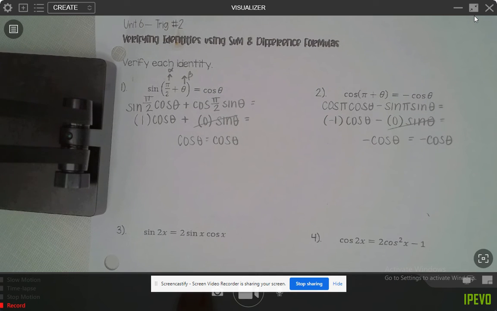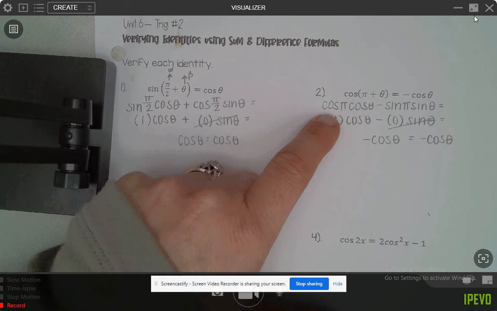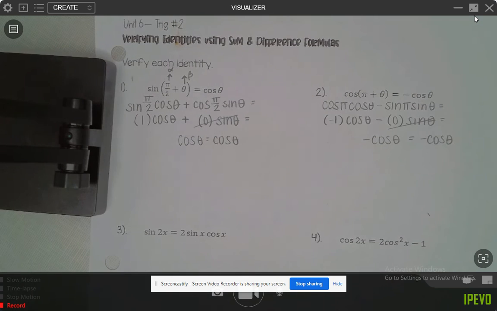Wait, did you distribute it? Did I distribute what, sweet thing? The cosine. No, this second row. Yeah. No, that's using the sum formula for cosine. Cosine A, cosine B minus sine A, sine B. I know cosine of pi is -1. And I know sine of pi is 0. That's on your chart. Okay? Are we good with those two?